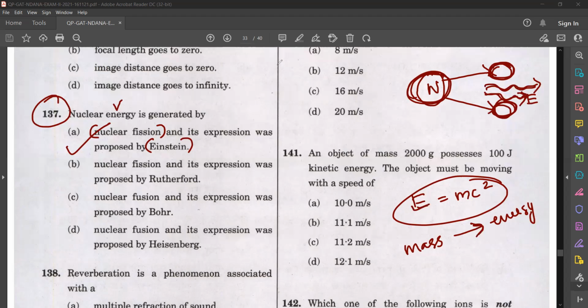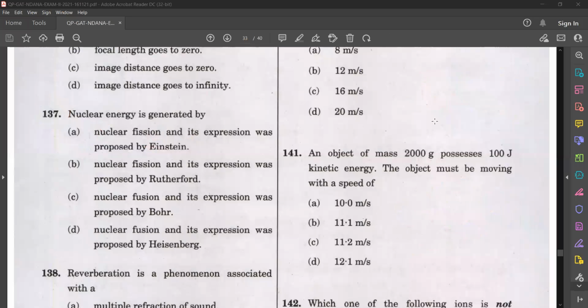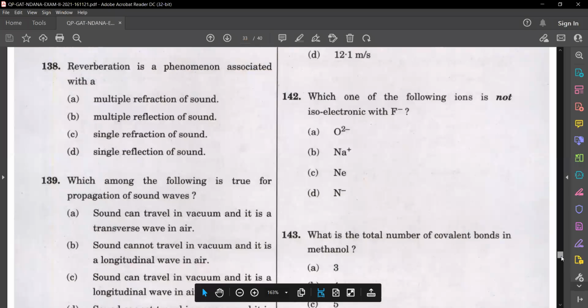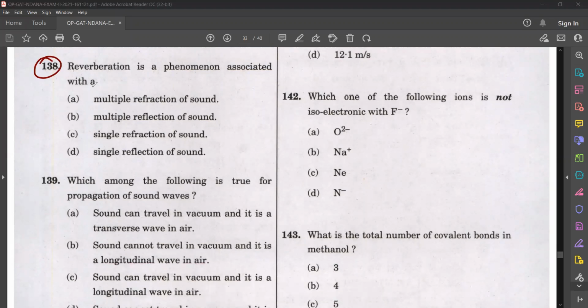Okay. So next question. Question number 138. Reverberation is a phenomenon affected with: multiple refraction of sound, multiple reflection of sound, single refraction of sound, single reflection of sound. Very direct question, isn't it? NCERT class 9, chapter sound.